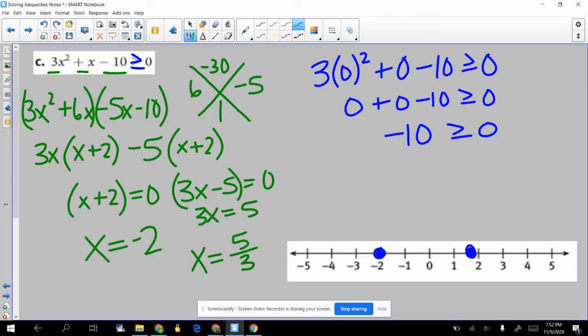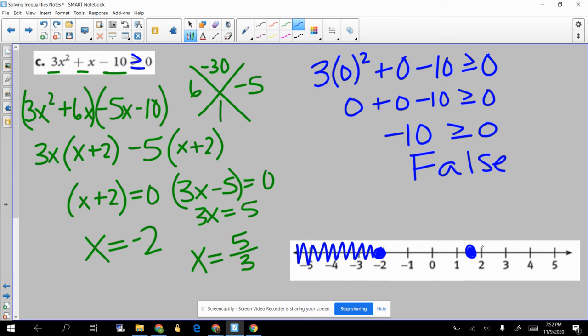And in this case, is negative 10 greater than 0? No, that is false. So this would be an example where we can no longer shade here because that's not true. 0 does not make that true. So we actually shade this part here and this part here.